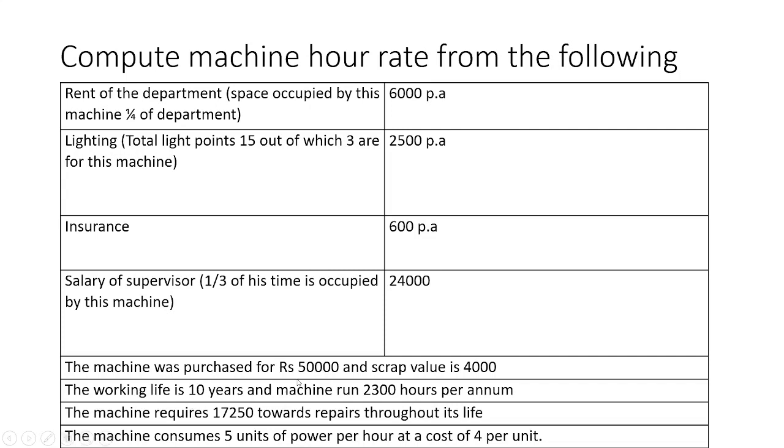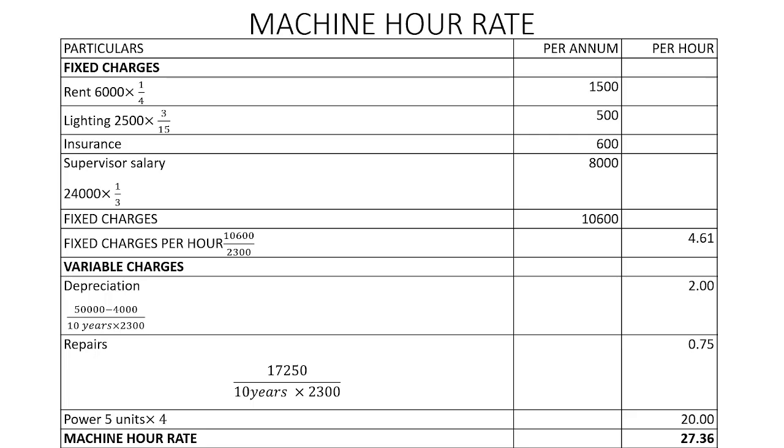We also have information about the running hours, that is the working hours of the machine. If this information is not available, then we cannot calculate the machine hour rate. So, first and foremost, we require the machine running hours. In this case, it is given that the machine runs 2,300 hours per annum, and the working life of the machine is 10 years. Now, let us find out the machine hour rate. The columns are particulars, per annum and per hour. These are two important columns.